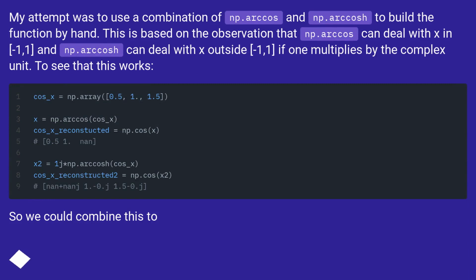My attempt was to use a combination of np.arccos and np.arccosh to build the function by hand. This is based on the observation that np.arccos can deal with x in [-1, 1], and np.arccosh can deal with x outside [-1, 1], if one multiplies by the complex unit. To see that this works, so we could combine this too.